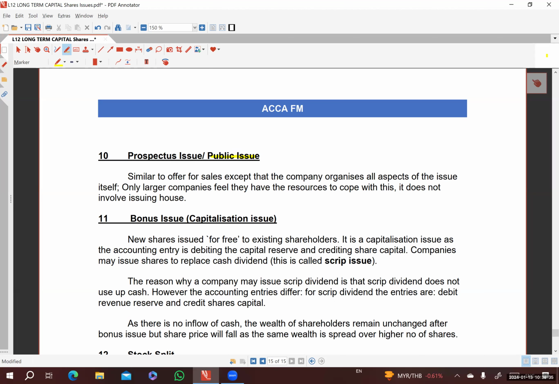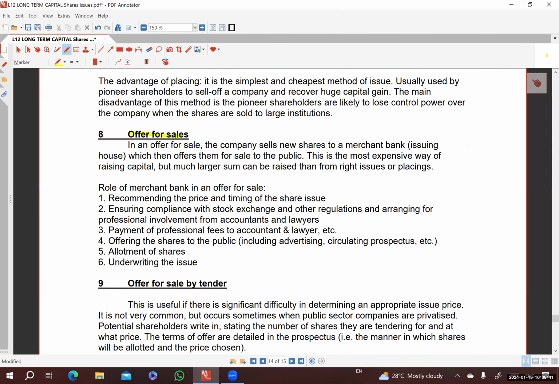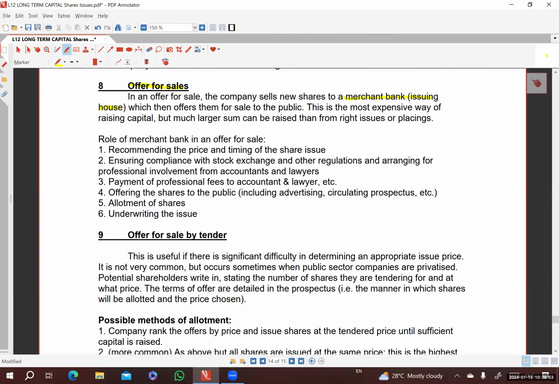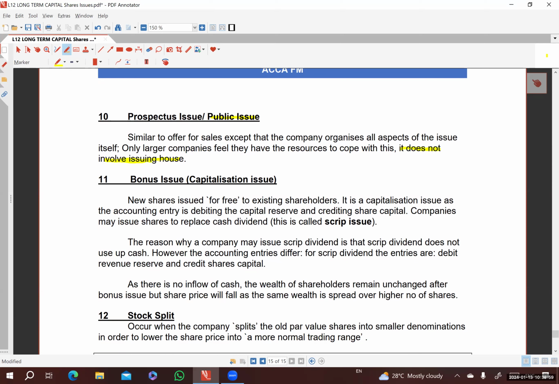The only difference is offer for sale will go through an issue house, the underwriter, which is a bank, an investment bank. Whereas public issue does not go through an issue house. The company handles everything itself. So it's a little bit cheaper in that sense. Just like you want to sell your house, you either go through an agent who handles everything for you, or you do it yourself, right? So an issue house is like an agent to help the company to sell shares.